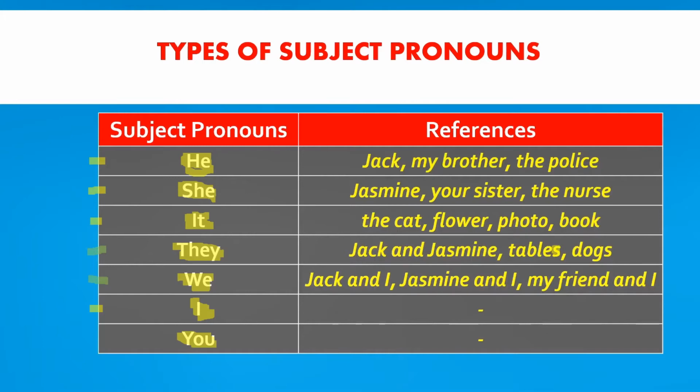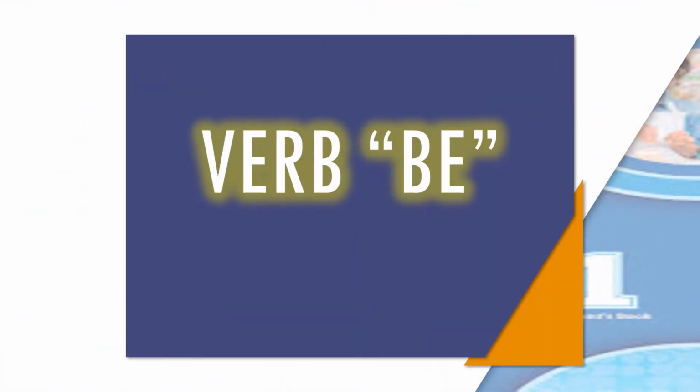Okay, let's move on to the next one. Let's learn about verb be or verb to be. So what is verb to be? Okay, there are two types of verb to be. The first one is called affirmative. Affirmative here means to confirm or to say yes.